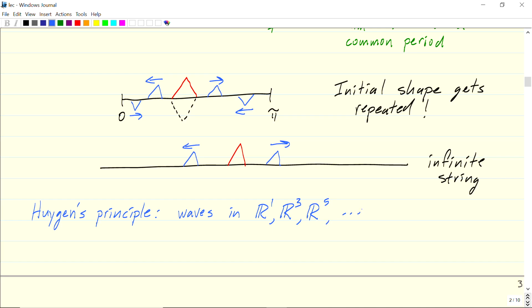There's peace and quiet. The waves leave. They go away and leave space empty. Leave space in peace. And in R2, R4, and R6, etc., they don't.